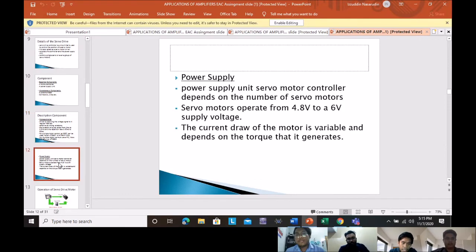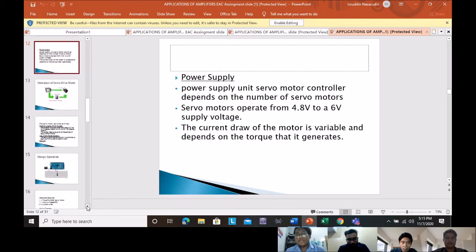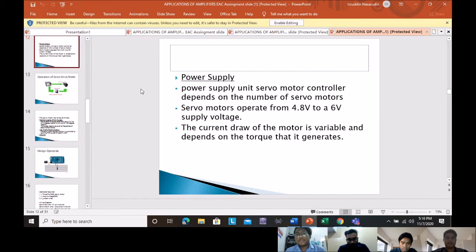Next slide is the power supply. The power supply of the servo motor driver controller depends on the number of servo motors. A servo motor operates from 4.8 volt to 6 volt, but usually in Malaysia, we commonly use 5 volt. The current draw of the motor is variable and depends on the torque that is generated.